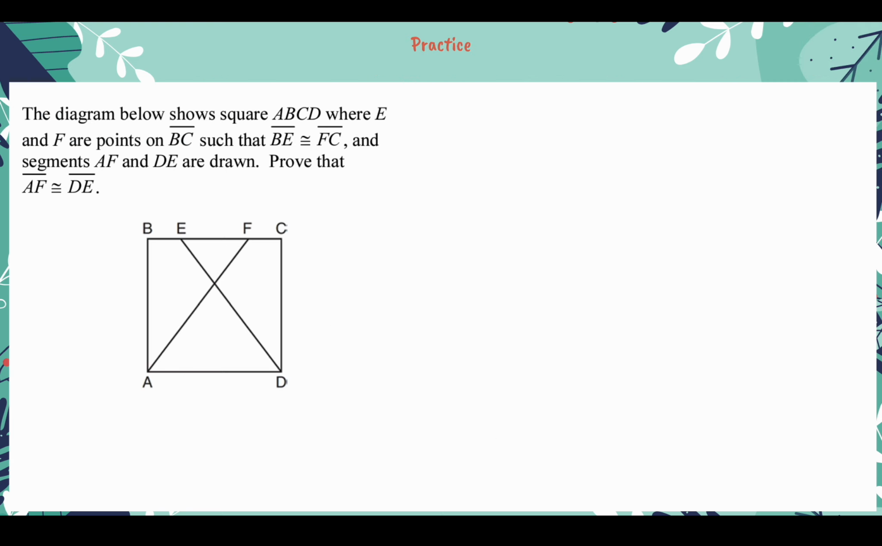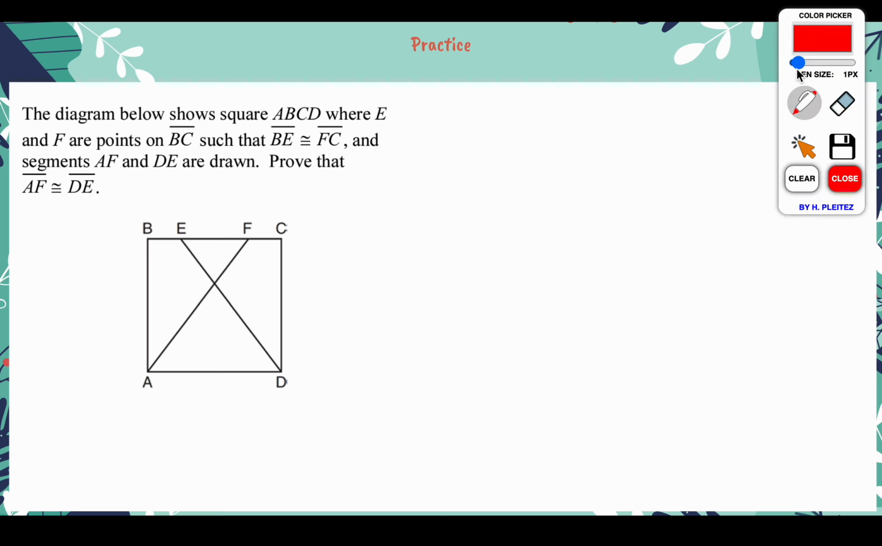So let's just get right into practice. Again, we're going to map out each of the questions that we do in an effort to make it a little bit easier for us. So let's read this. The diagram below shows square, so I'm boxing that because that is so important for us. And in my plan, I'm putting square right away because I'm going to write down the properties in a second of the things that we can use.